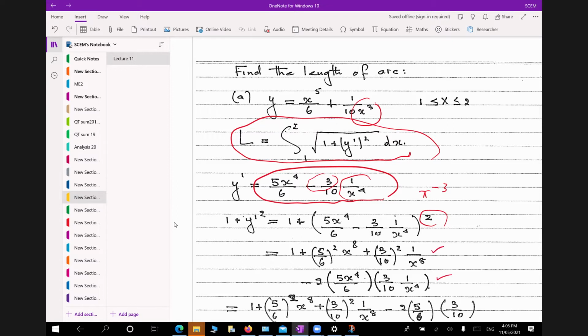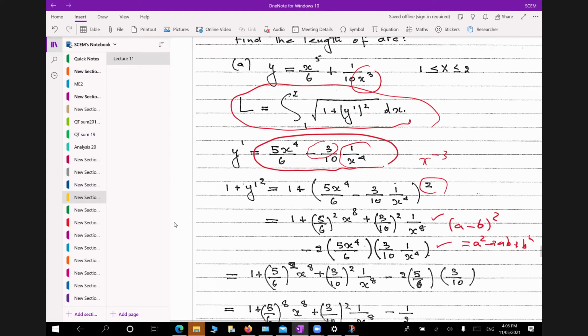That's a bit of arithmetic, right? Like it's a minus b whole thing squared is equal to a squared minus 2ab plus b squared. So that's why I have a 2 here, right? So if you're careful, if you work that out and you simplify it, this is what you come up with.